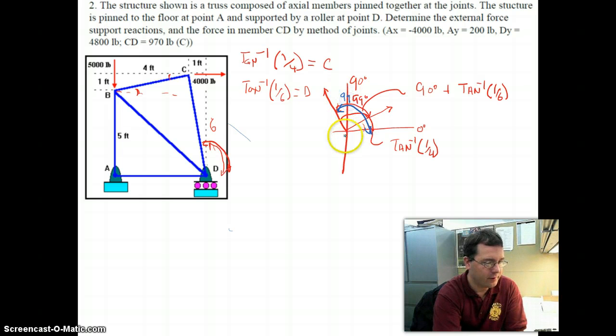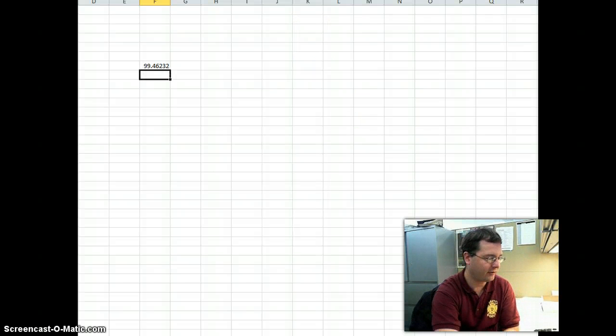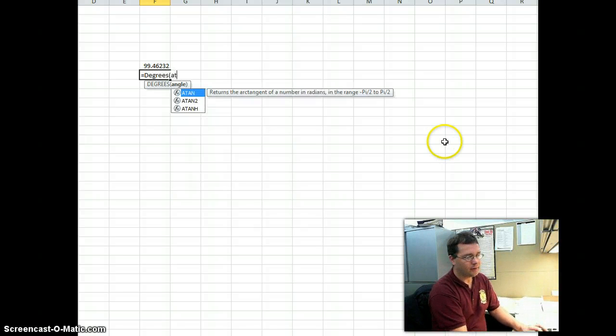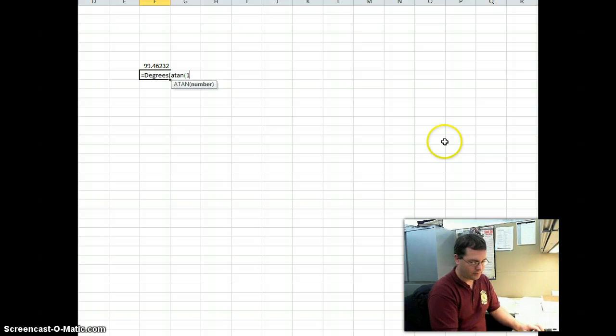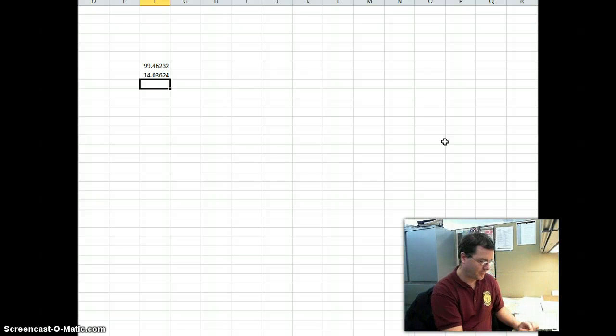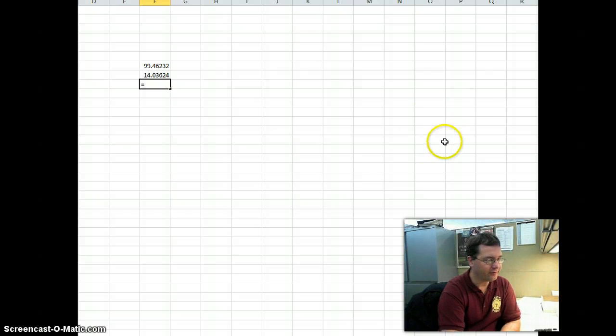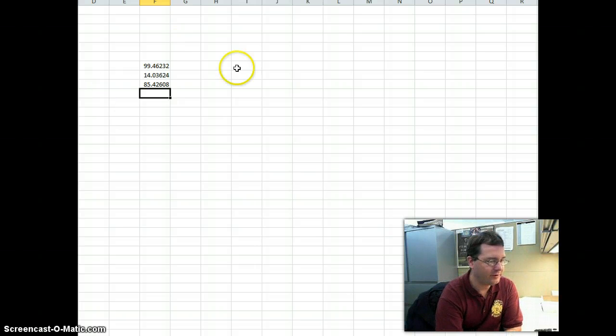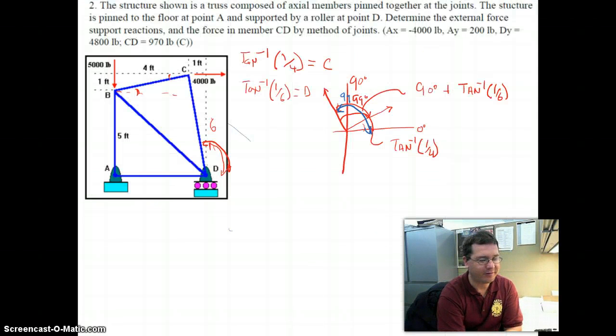Now I've got to find this angle here, which again is the arctangent of 1/4. So I'll go back to Excel. And again, I've got to get it into degrees. Arctangent of 1/4. And that's going to be 14 degrees. And again, if I look at the diagram, this is reasonable. Now, the angle between these two is simply one minus the other. So I'm going to take this number and subtract from it this number. And I'm going to find that the angle between these two is about 85.4 degrees.